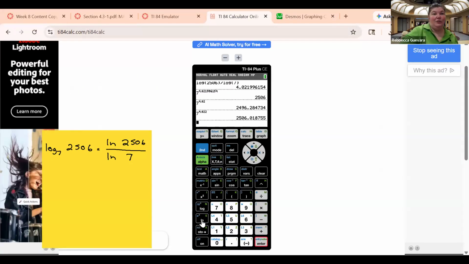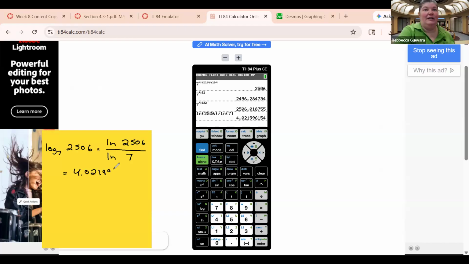So I bring up my TI-84. Remember, here is natural log. I hit natural log of 2,506, close parentheses, divide by natural log of 7, close parentheses. I hit enter, and we see we get the same answer back, 4.0219965154.